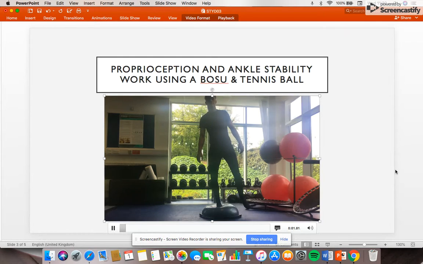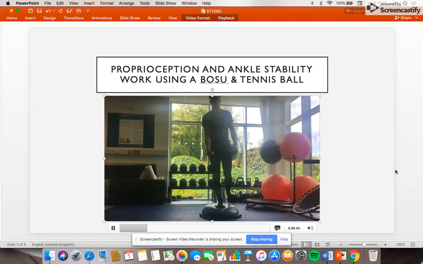Here, what we can see is our client working on ankle stability while standing on a BOSU, also working on proprioception with the tennis ball being thrown towards the client.